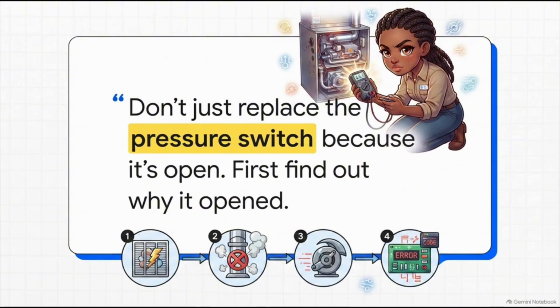Seriously, repeat that to yourself every single time you encounter an open pressure switch in the field. If you just swap it out without finding the why, you are absolutely guaranteeing a callback, the customer is going to be mad, you're going to be frustrated, and you'll be driving right back to that same exact house the very next day. Find the why.